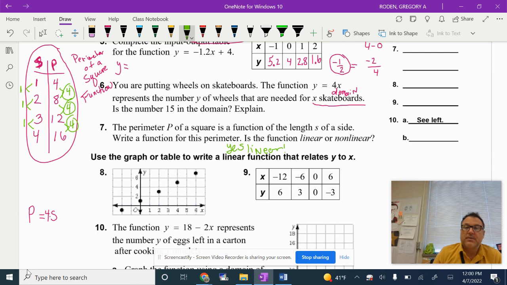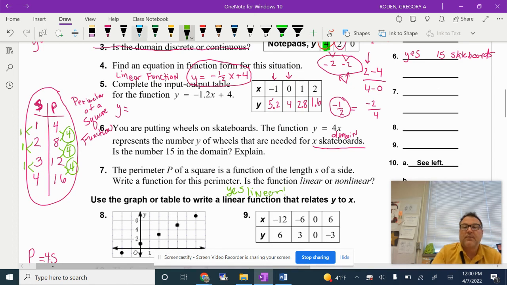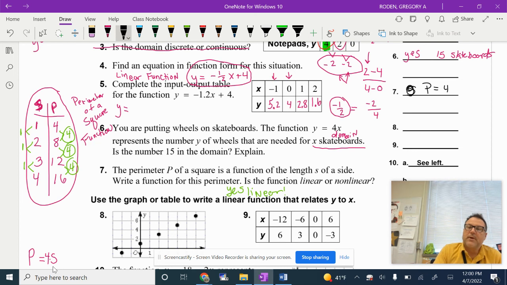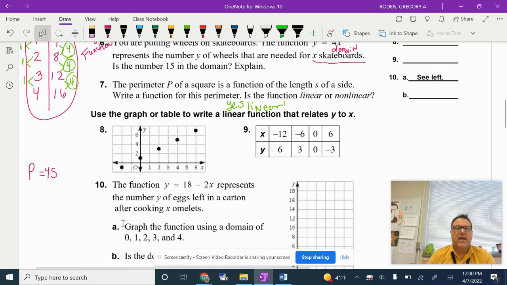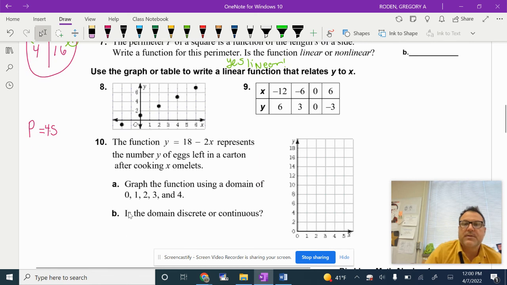Okay, sound good? So for number 7, the equation, or function, was P equals 4s, and it is definitely linear because it goes up by the same amount each time. Okay, all right, let's take a look at number 8. Use the graph or table to write a linear function. This is a lot of the same stuff we've been doing, where instead of using the word equation, we're just using the word function.